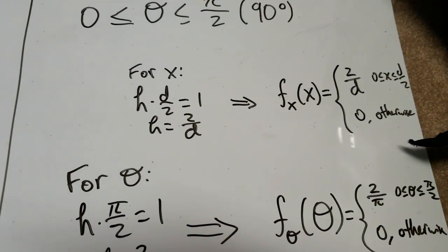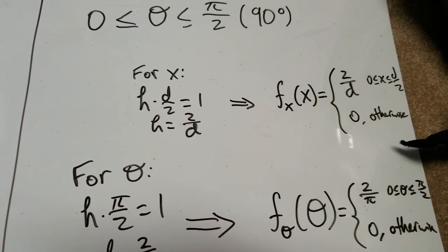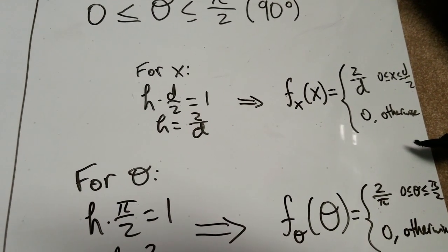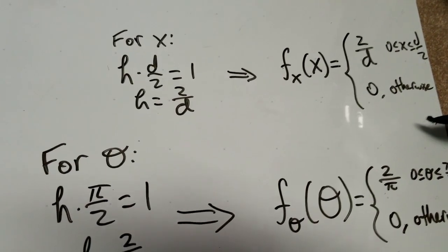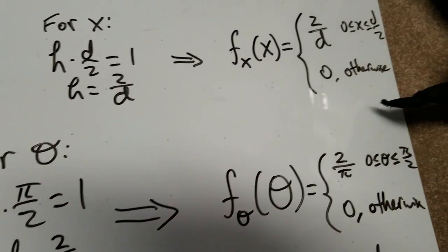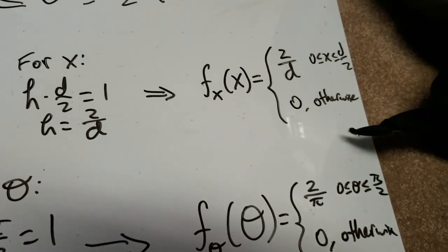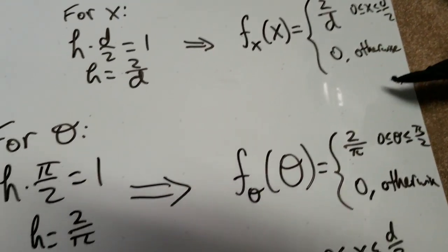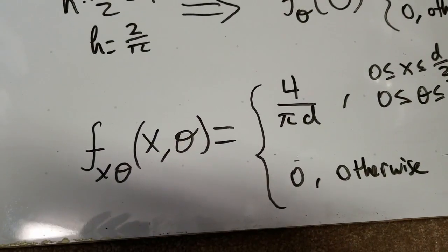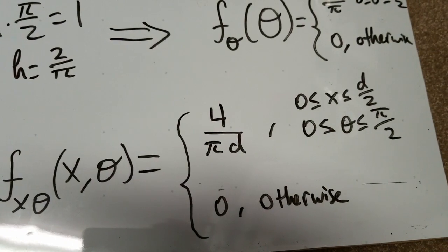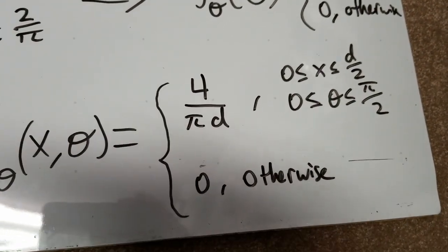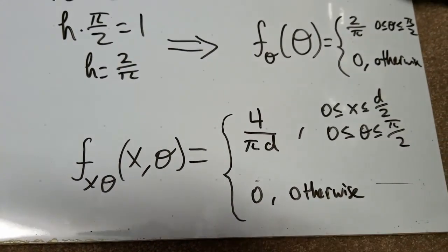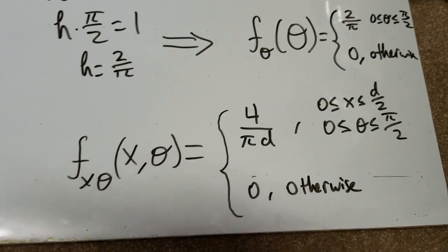But we really want to find the joint PDF, which is the combination of the two. And since these two values, x and theta, are independent, we can just multiply them together to find the total space that these two things take up. So we have 2 over d times 2 over pi. So f of x and theta becomes 4 over pi d, where x and theta both exist and 0 otherwise.